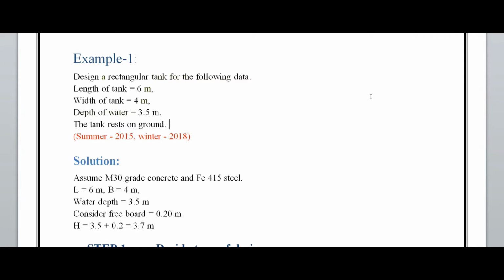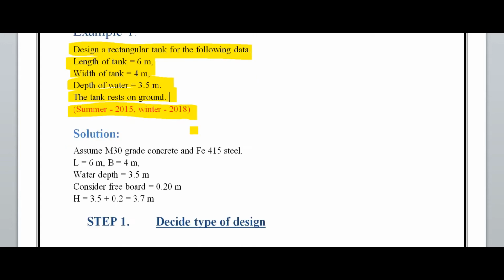Okay students, here is example 1. Design a rectangular tank for the following data. The length of tank is 6 meter, width of tank 4 meter, depth of water 3.5 meter, and the tank is raised on ground. This example was asked in summer 2015 as well as winter 2018.